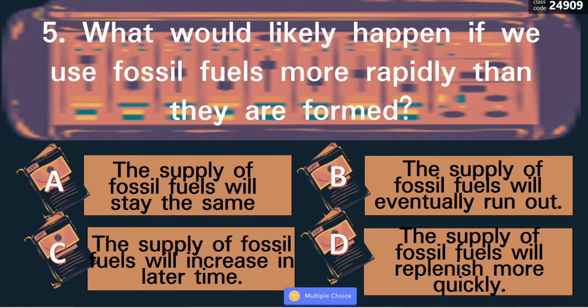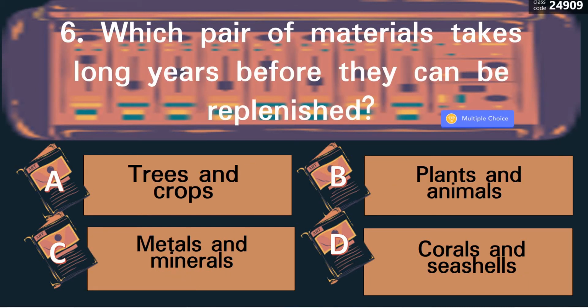What would likely happen if we use fossil fuels more rapidly than they are formed? Is it A, supply of fossil fuels will stay the same? B, the supply of fossil fuels will eventually run out? C, the supply of fossil fuels will increase in later time? Or D, the supply of fossil fuels will replenish more quickly? Correct. It's letter B. The supply of fossil fuels will eventually run out. Let's proceed with question number 6.